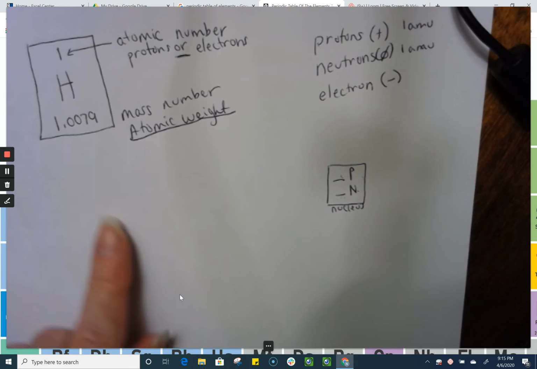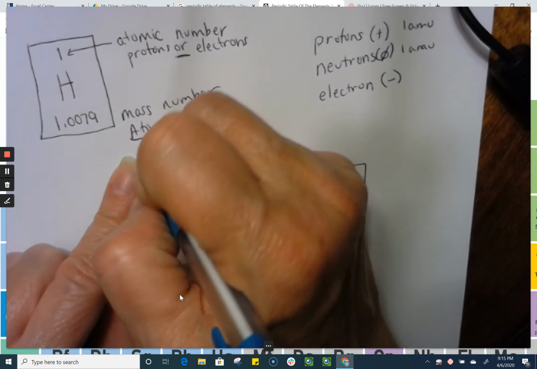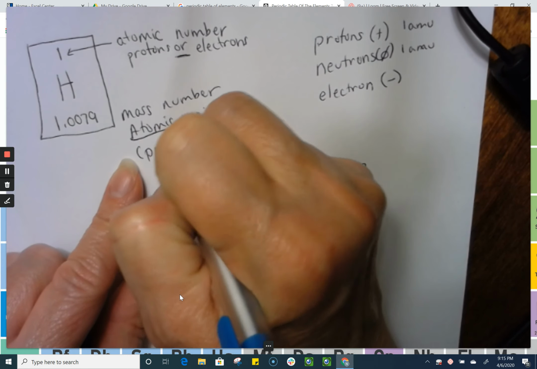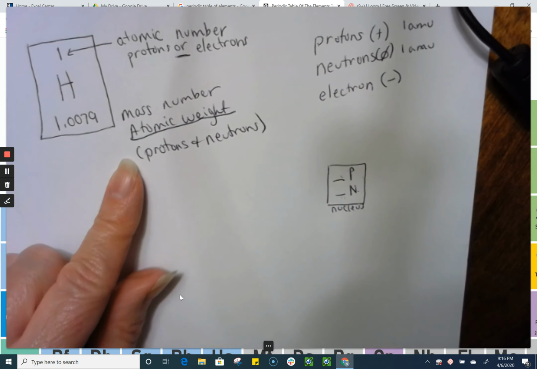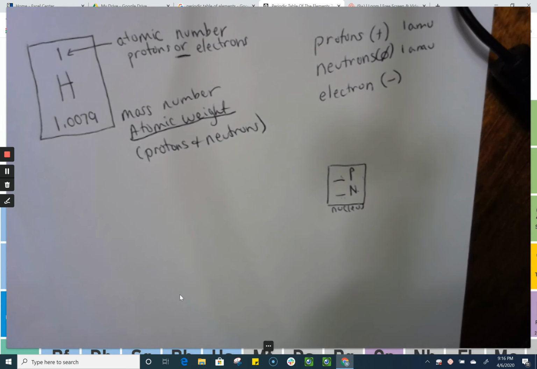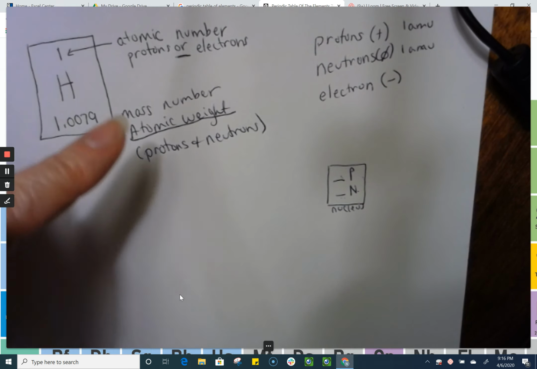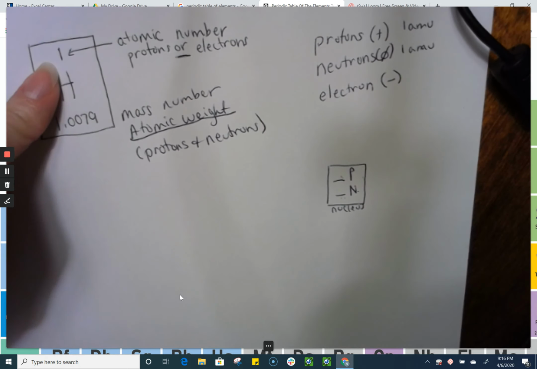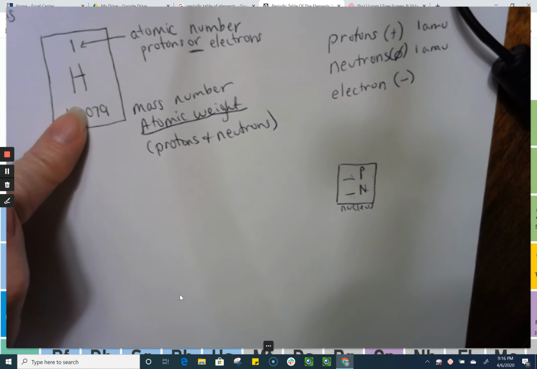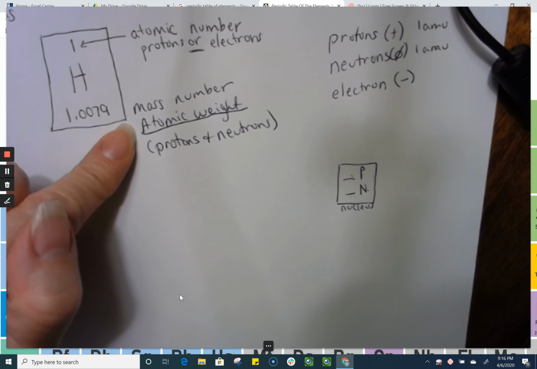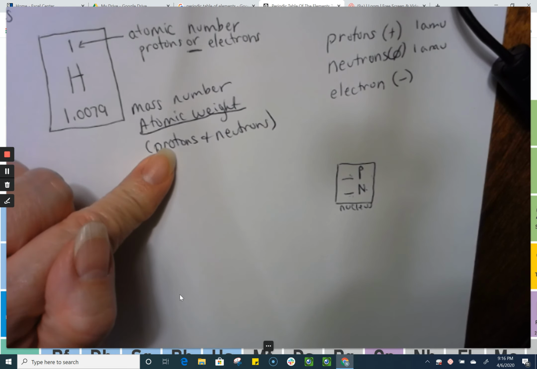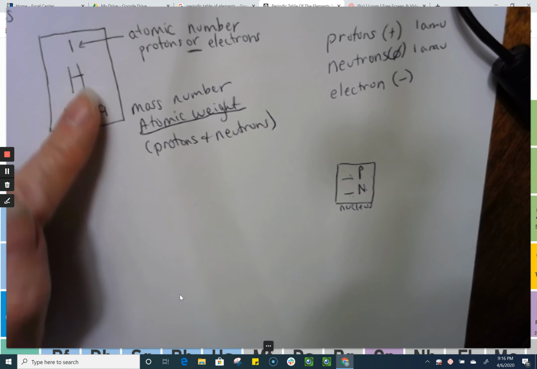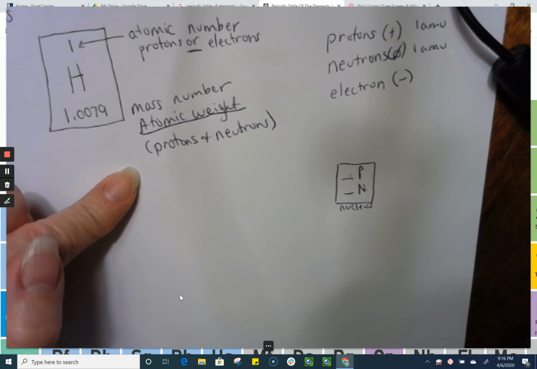Then the mass number, or the atomic weight, is made up of protons and neutrons combined. We basically consider it the protons and neutrons because the electrons are so tiny. So if you know that the atomic number is 1, and that this atom has 1 proton, and the mass number is 1, or the atomic weight's 1, and that's a combination of them, by subtracting, you can figure out how many neutrons are there, okay?